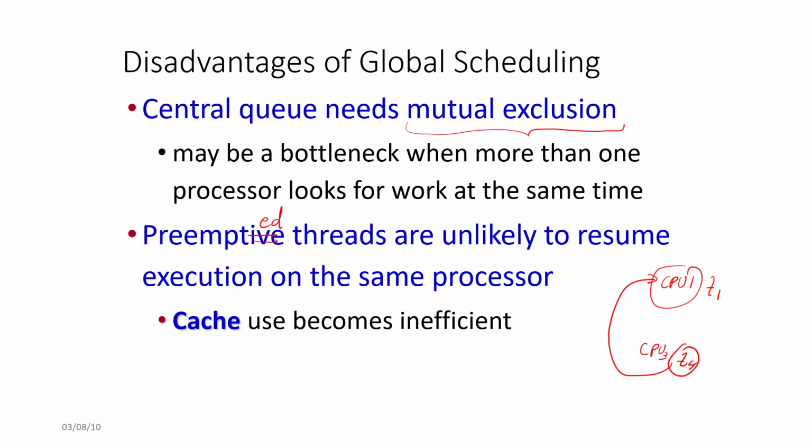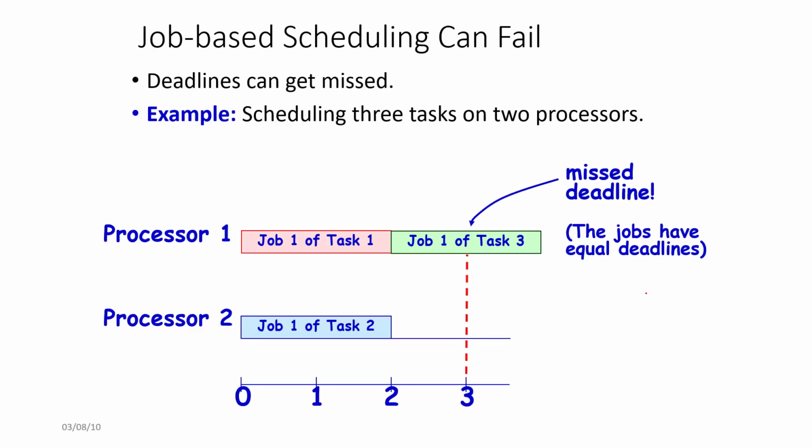It's inefficient. The reason being that a thread would have warmed up the caches and the TLBs and other structures with its own data. And if it goes to another CPU, then this data will have to be accessed remotely, and that would increase the overheads, the time penalties. So job-based scheduling can also fail in the sense that deadlines can get missed.